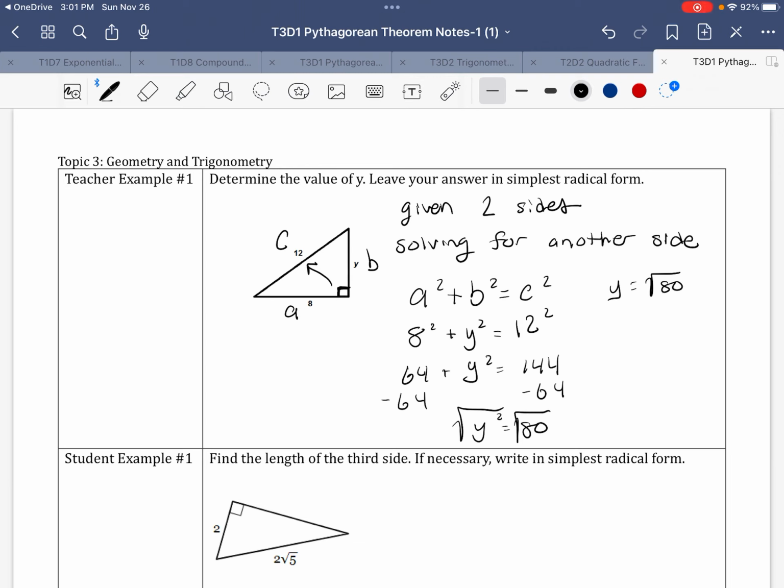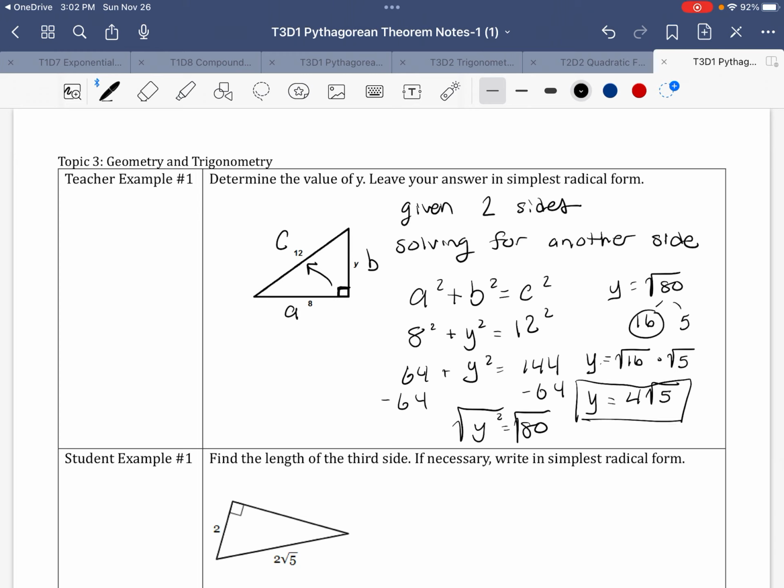Now we have to consider, can we simplify this radical? Well, I know that 80 can be broken up into 16 times 5, where 16 is my perfect square. So if I rewrite, y is equal to the square root of 16 times the square root of 5, and the square root of 16 is 4, so y equals 4 square root 5. And we also know that 5 is a prime number. We cannot split 5 up into other factors, so that has to be our final answer.